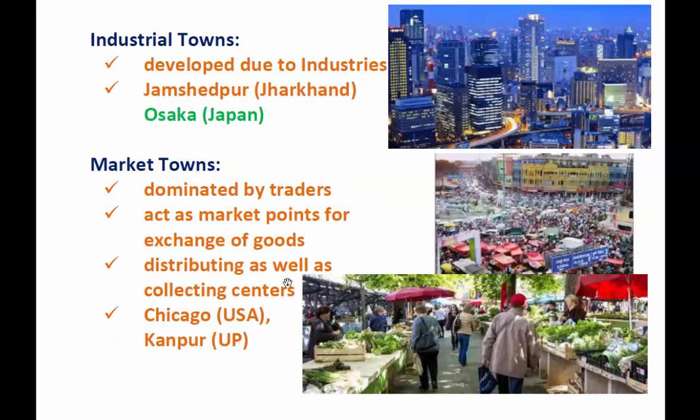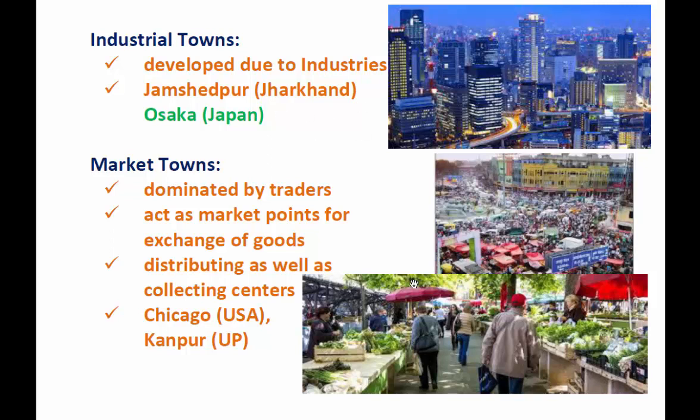The next one is industrial town. It is developed due to industries. One of the best examples in India is Jamshedpur. Because of the Tata steel industry, this town has been developed in Jamshedpur itself, which is in Jharkhand. Another example, you can see in the picture here at the top, Osaka, which is in Japan. Osaka is also developed because of different types of industries. So these are industrial towns.